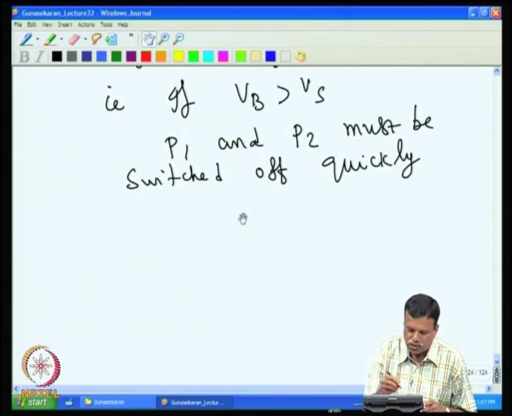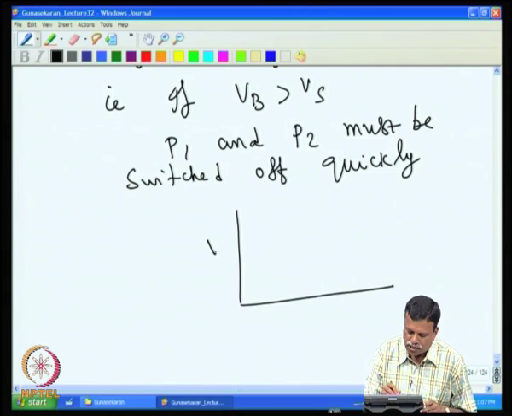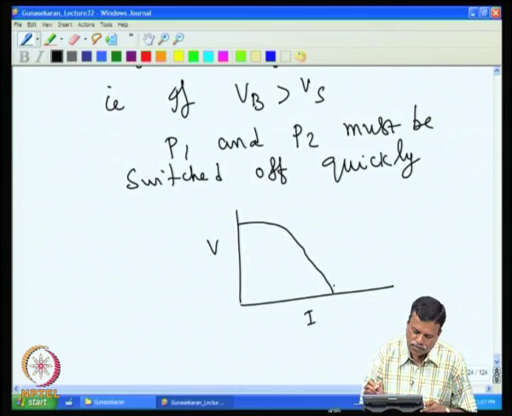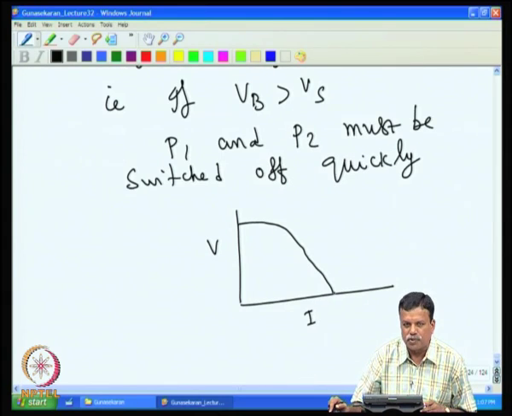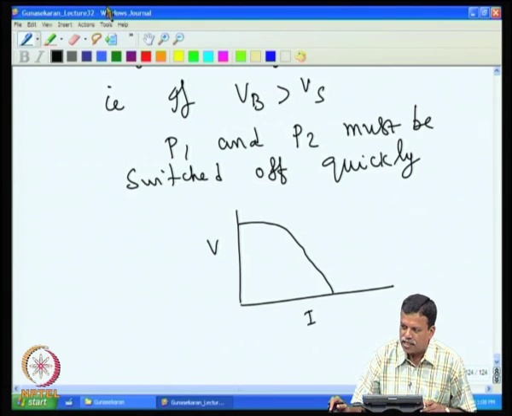For example, if we take one single cell, the voltage characteristics will be like this. If I take voltage versus current, we get a curve like this. So as it draws more current, the voltage decreases. So essentially once you switch on P1 and P2, the voltage on the panel comes down. Of course, as long as the sunlight is there, the panel voltage will be higher, and if the sunlight comes down, then the battery may discharge into the panel if it is not switched off quickly.